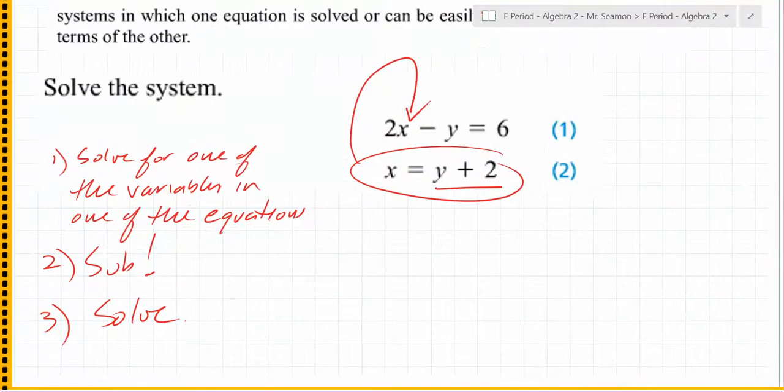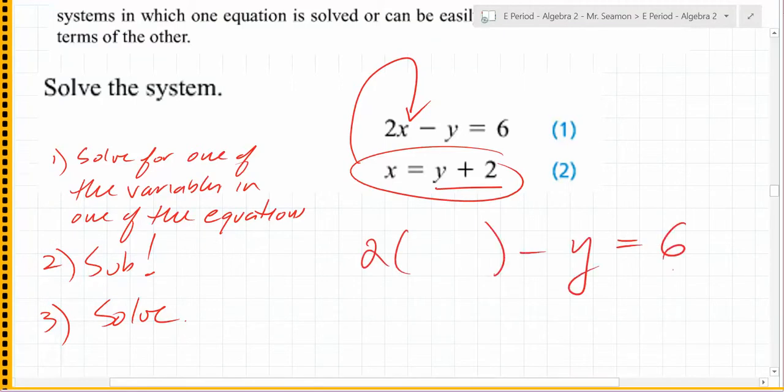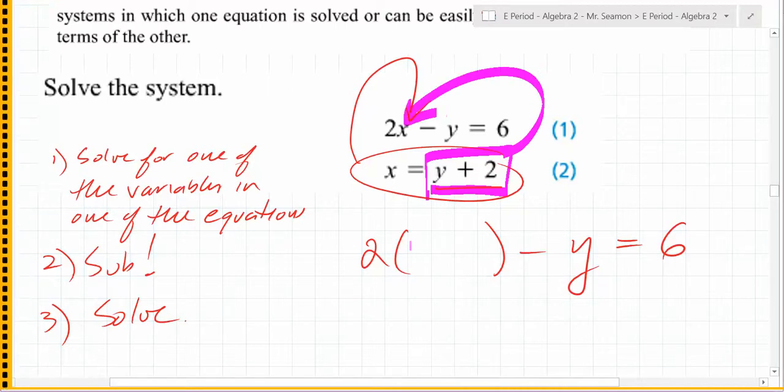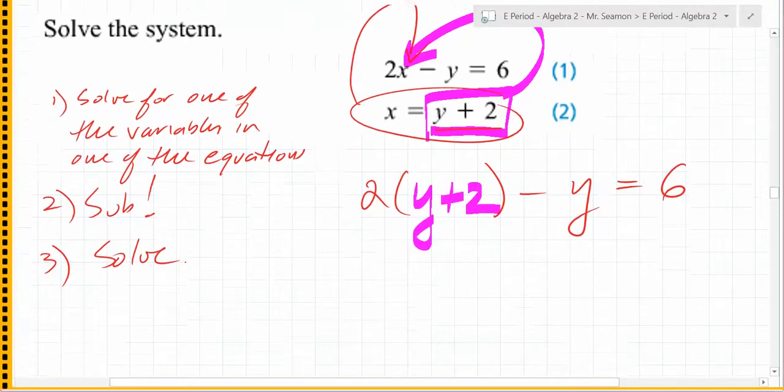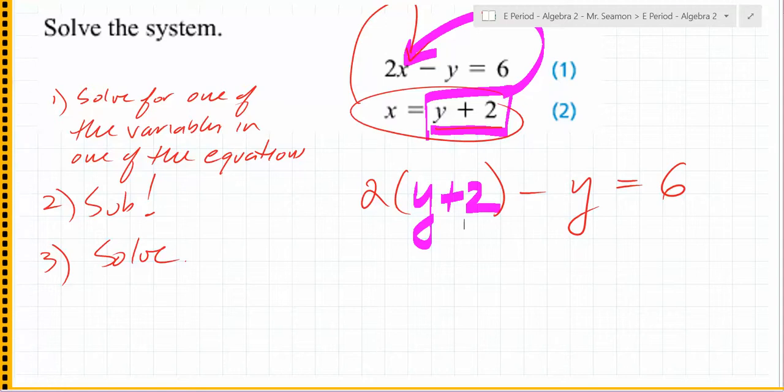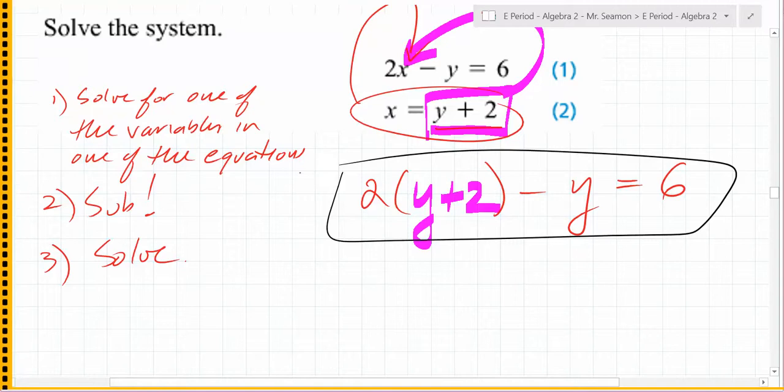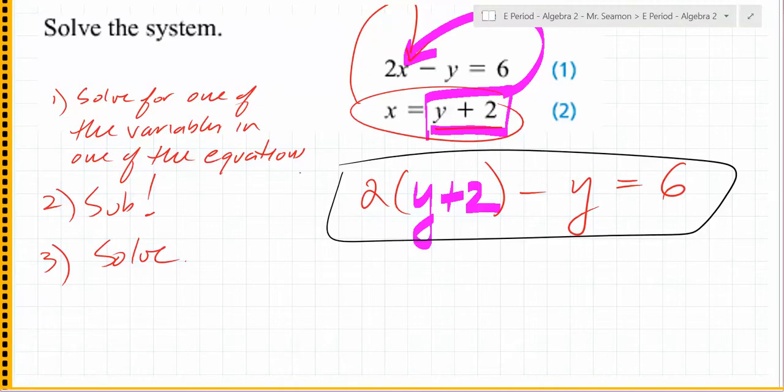Watch. We know x is equal to y plus 2, correct? Well, we know 2x minus y is equal to 6. So instead of x, what am I going to write? Exactly, y plus 2. Why did we do that? Can someone tell me why we did that? Well, we have no x anymore. Hold on. In that black box, do you see an x? No. We did that so that we could get rid of the x. We now have one equation in one variable, which means we can solve for y.